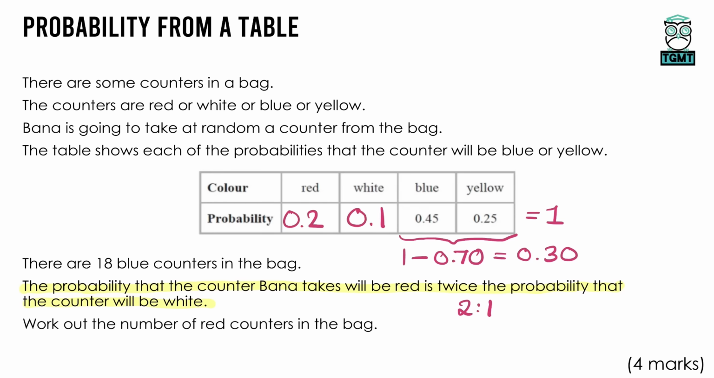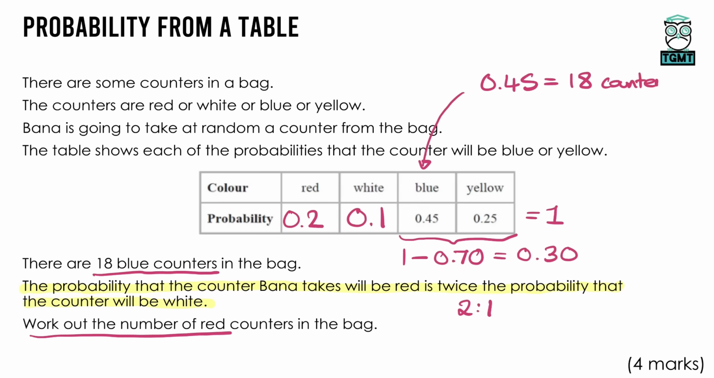It now says, or it said prior to that, there are 18 blue counters in the bag. Work out the number of red counters. So here it's told us that this 0.45 is equal to 18 counters.